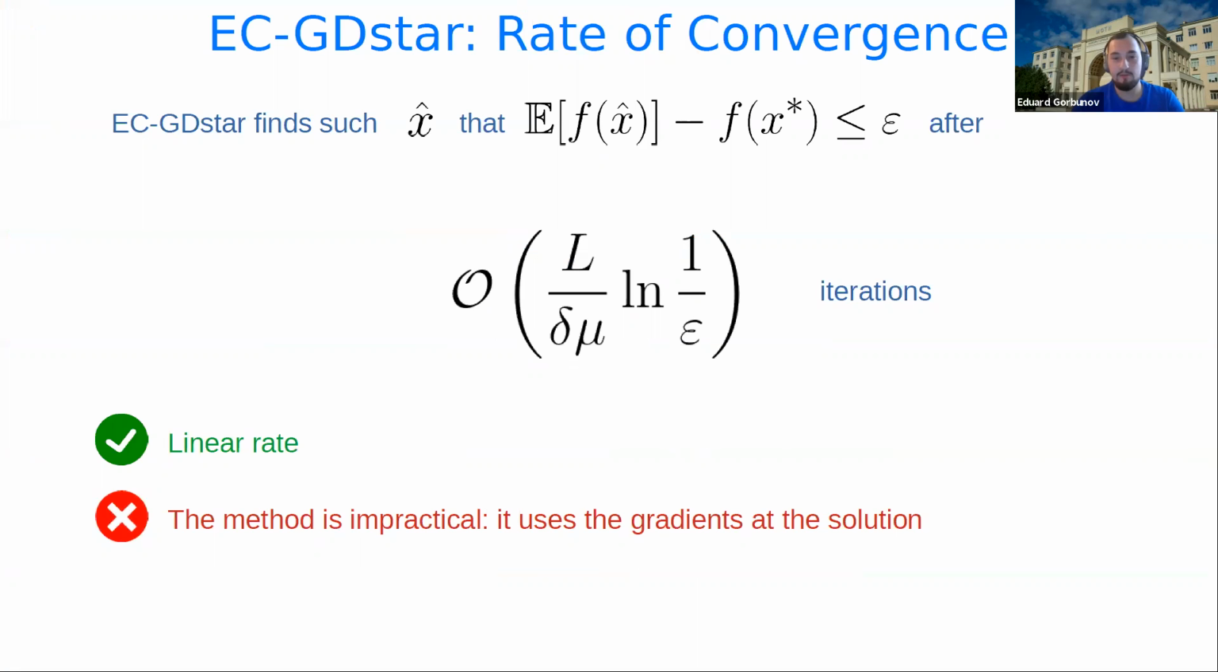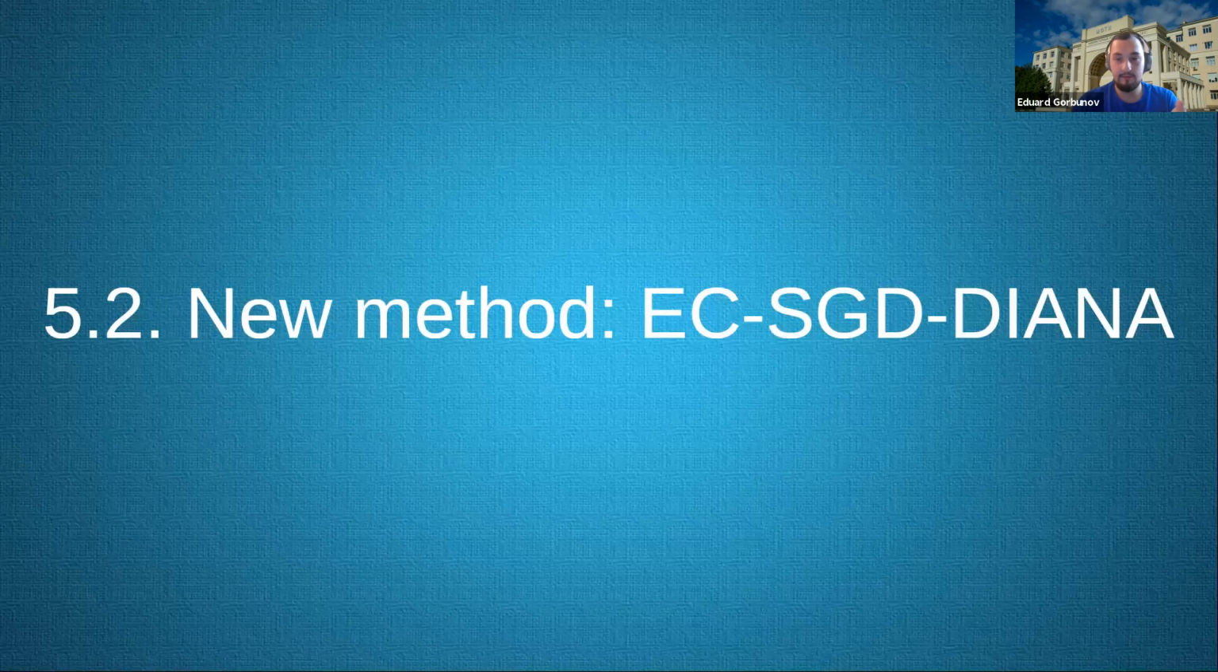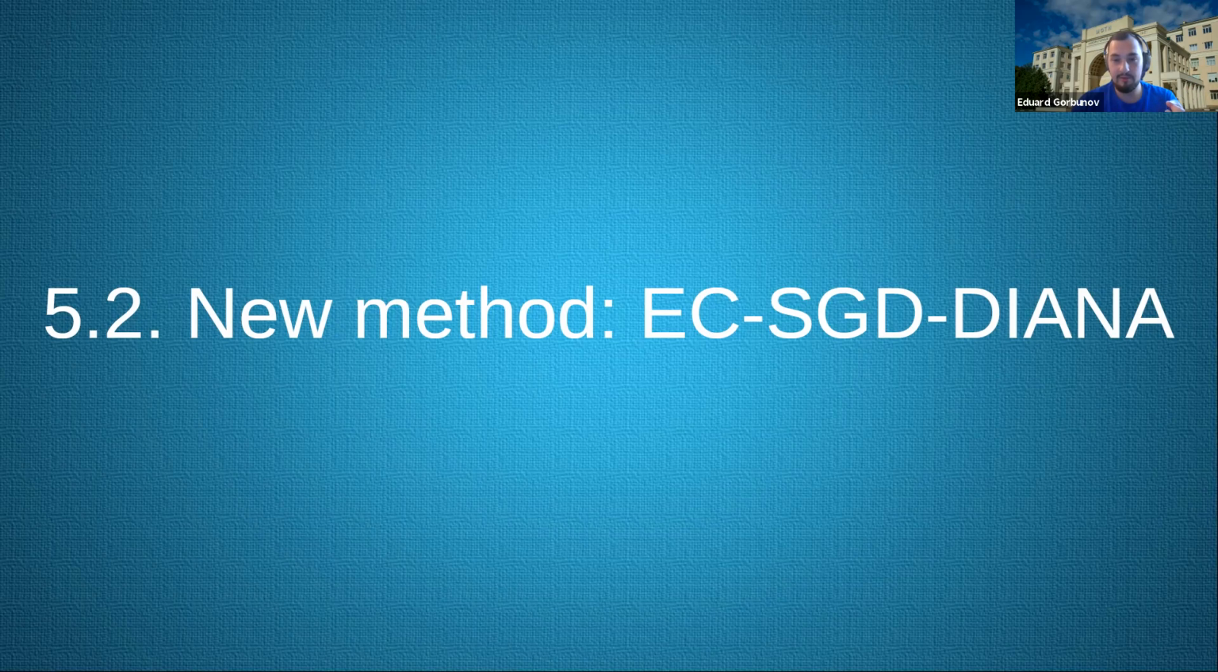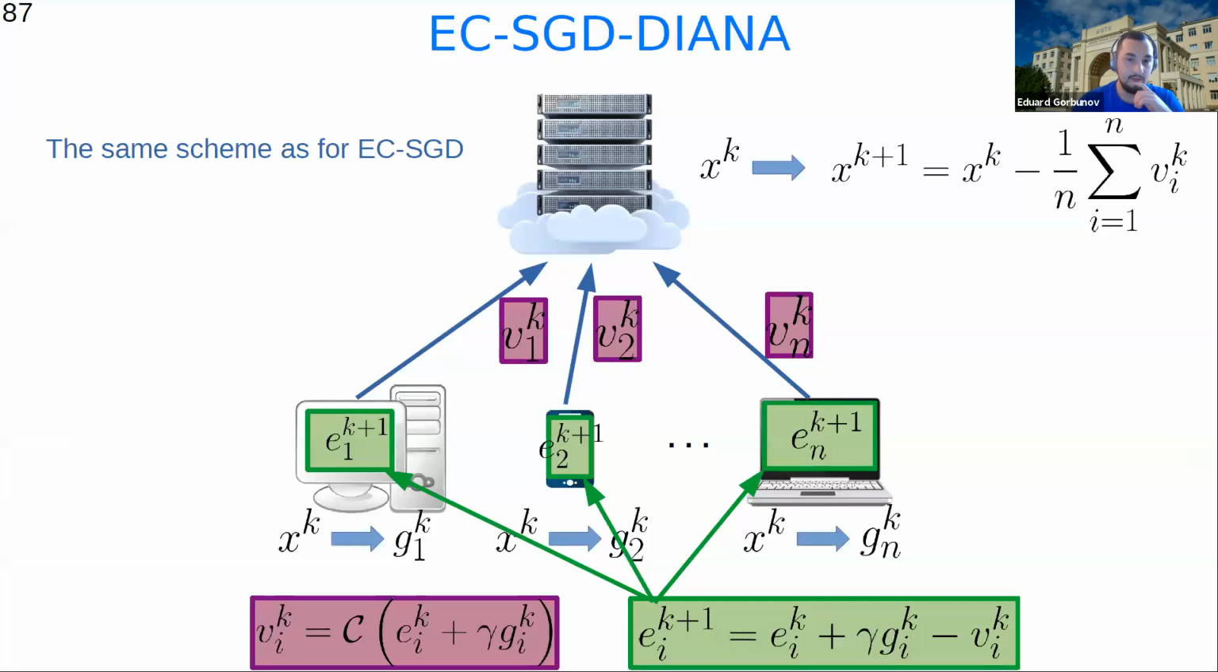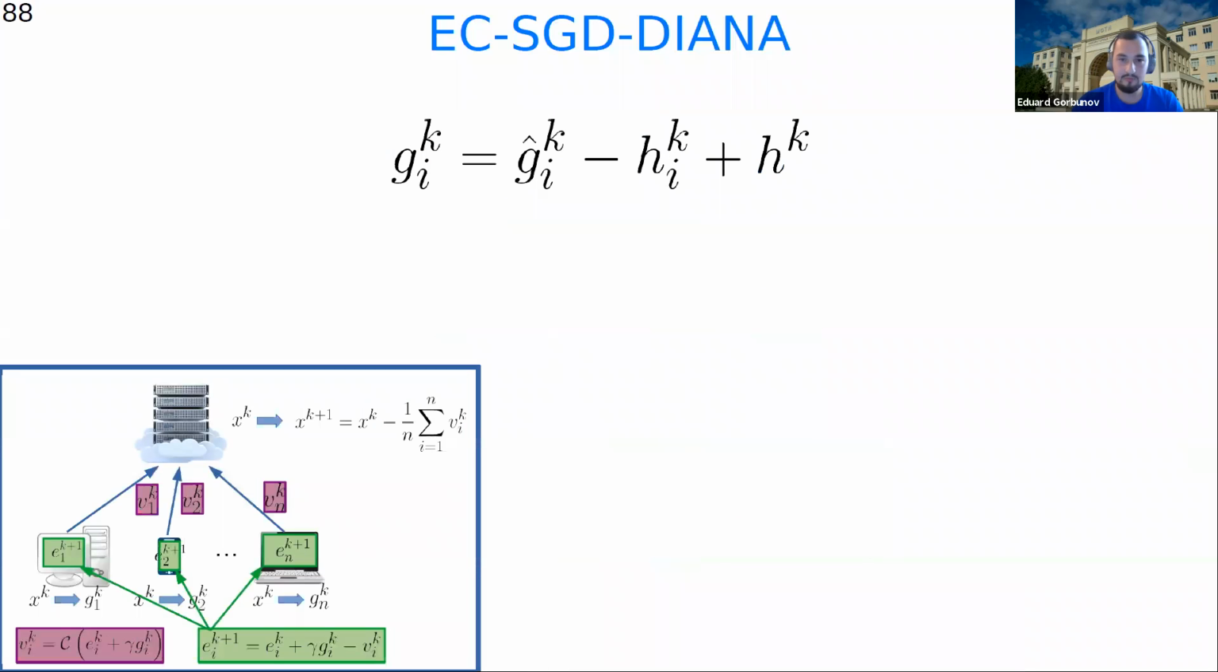Okay, we have such methods with a good linear rate, but it's impractical at all. And the question is, how can we develop a practical analog of this method? And this is how we develop error-compensated SGD-DIANA. So basically, this method follows the same scheme as error-compensated SGD, but the key distinction from plain error-compensated SGD is in the way we define gik.